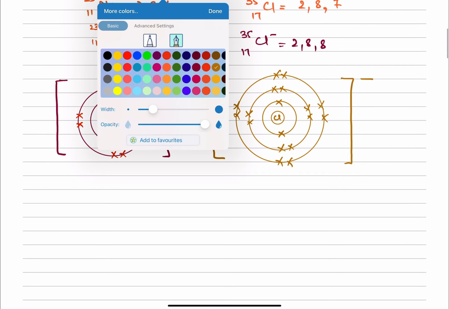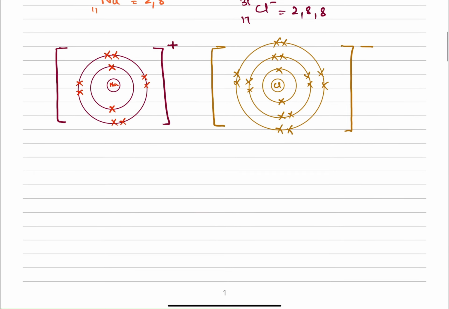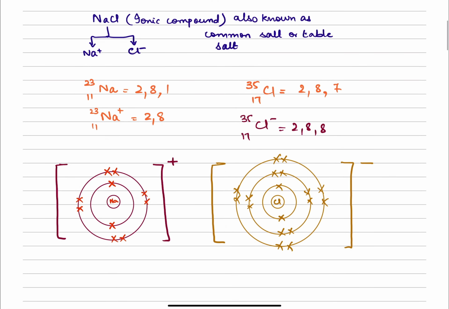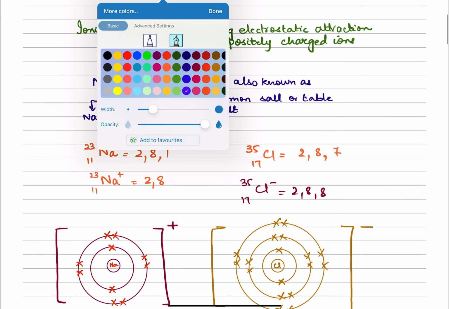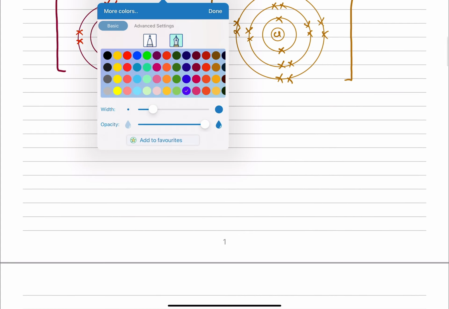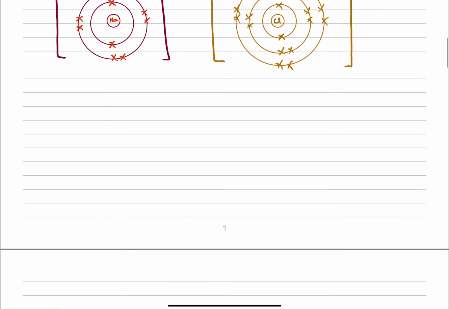Let's take another example. Let's make the dot and cross diagram of magnesium fluoride. So this is the NaCl dot and cross diagram. Let's take another example of magnesium fluoride. In magnesium fluoride, magnesium is in group 2.